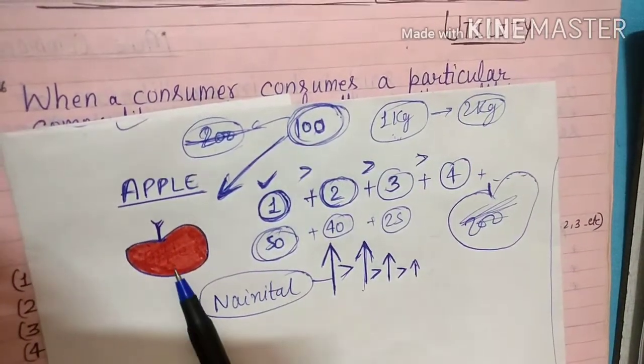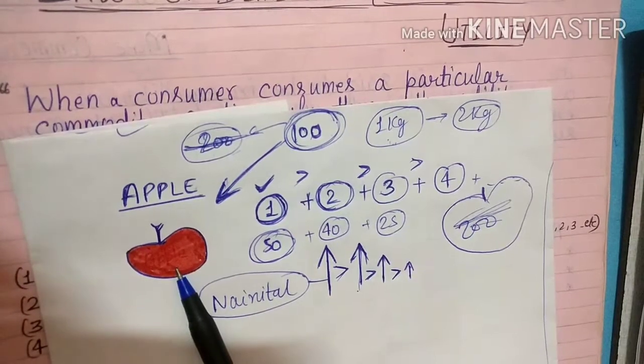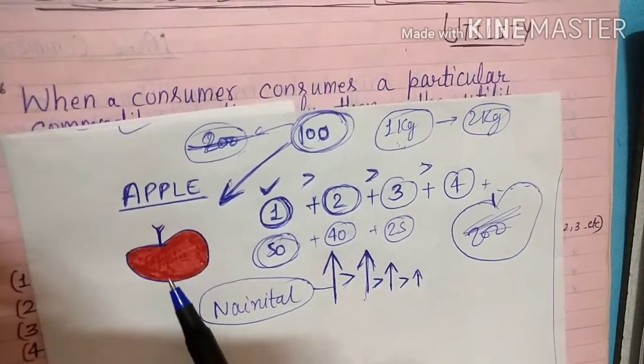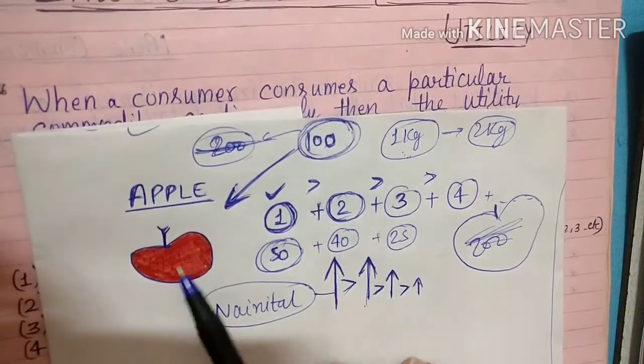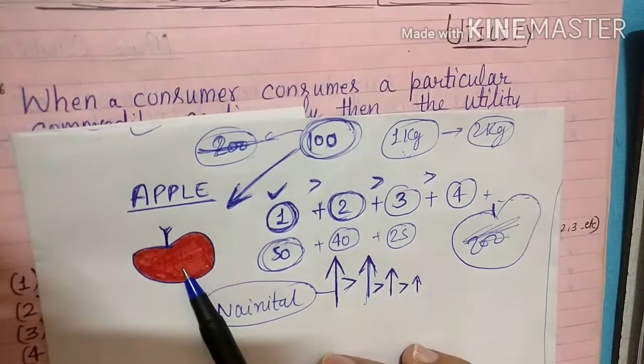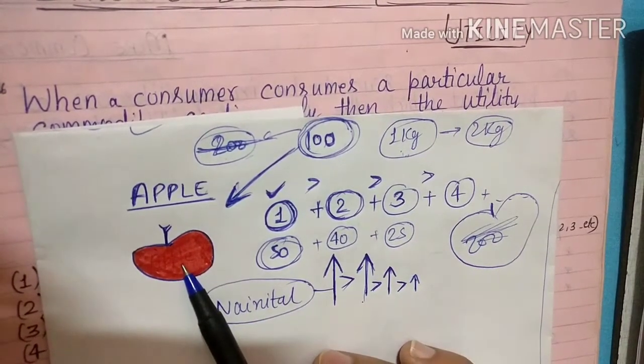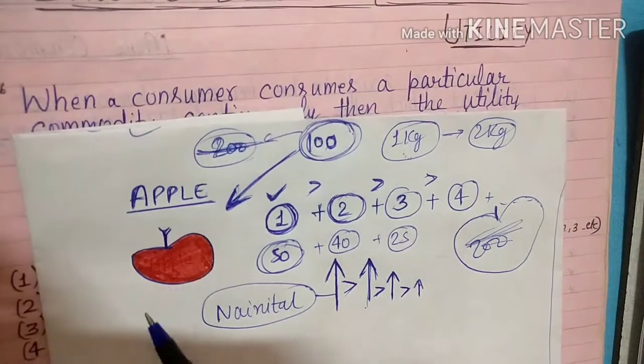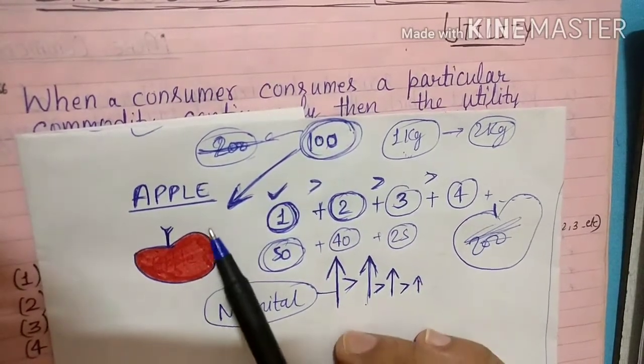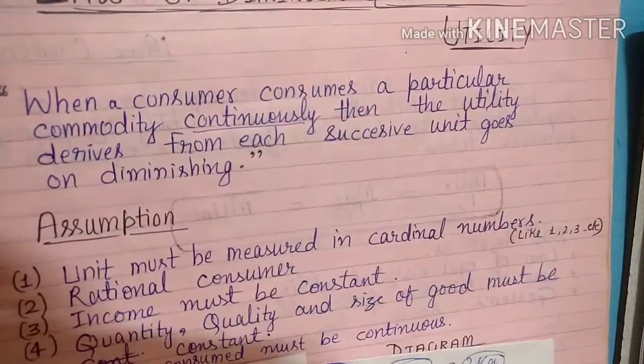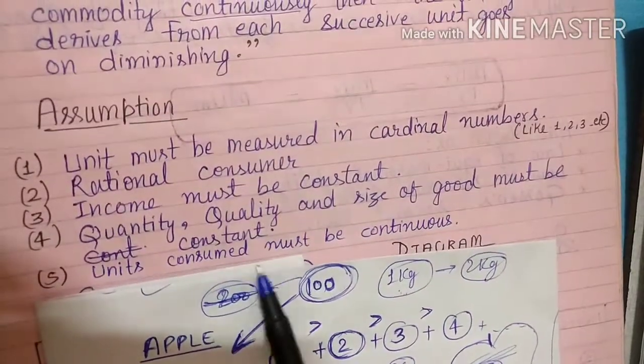Right now we are eating one apple, and after 3 hours we are eating a second apple. Definitely, between these 3 hours, what will happen? Our food will be digested. How much food we have taken, it will be digested in 3 hours. So the assumption will not apply in that case.